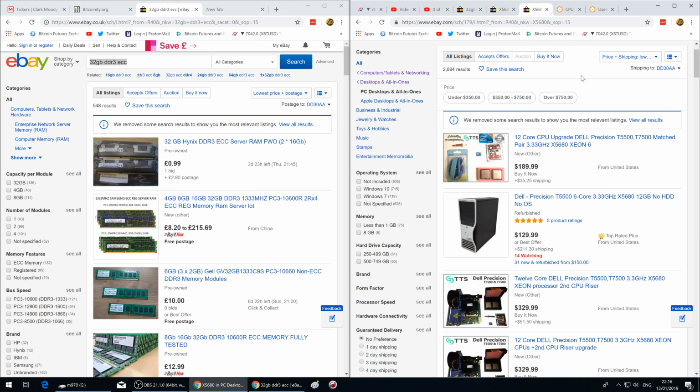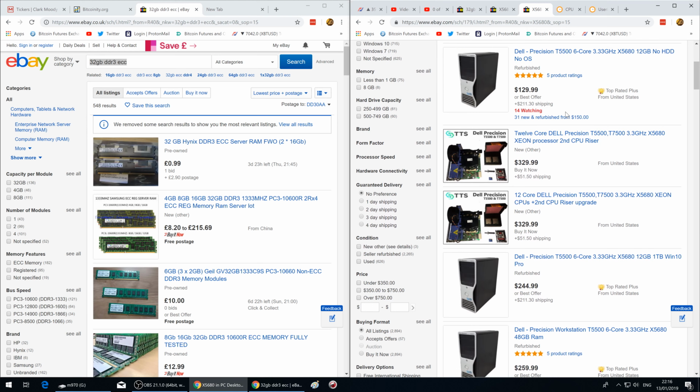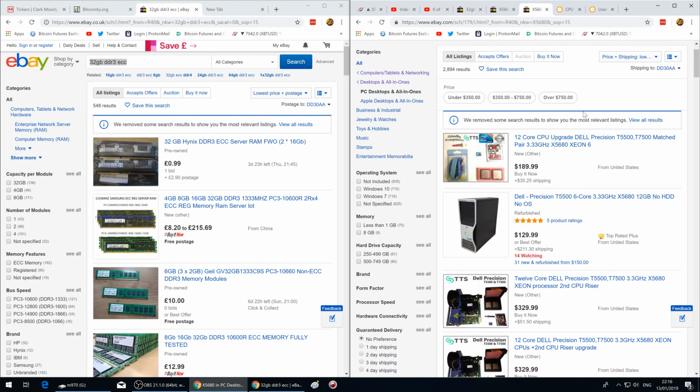DDR4 RAM is quite expensive at the moment, but you can get DDR3 RAM really cheaply. So if you want to get a cheap build really quick, you need to find something pre-built with one of the Xeon processors. I think that Xeon X5680 is a really good choice.